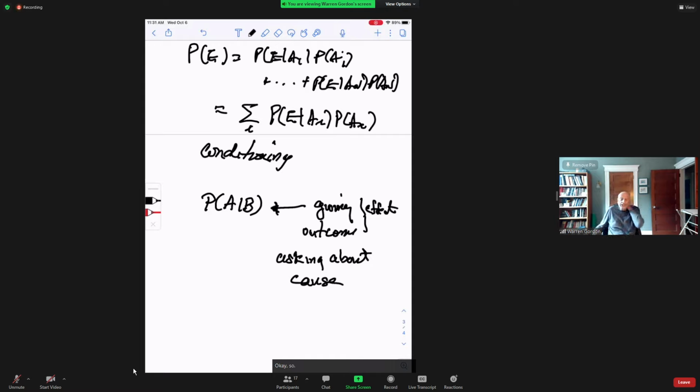So in such a case, and this is an unusual problem, normally I tell you about the start of the experiment, I tell you about the cause, and I ask you what happens. What's the probability that this effect happens? Now I'm reversing the question. I'm giving you the effect, B now is the outcome, and I'm asking you about the cause.